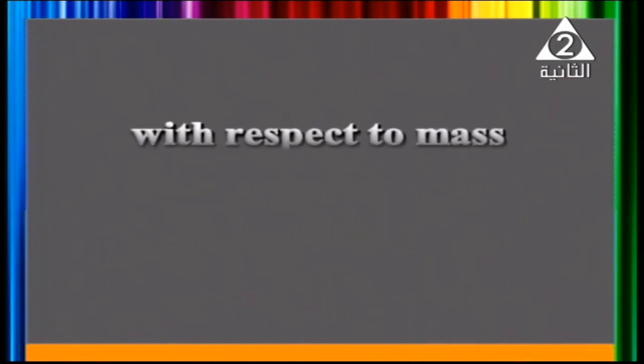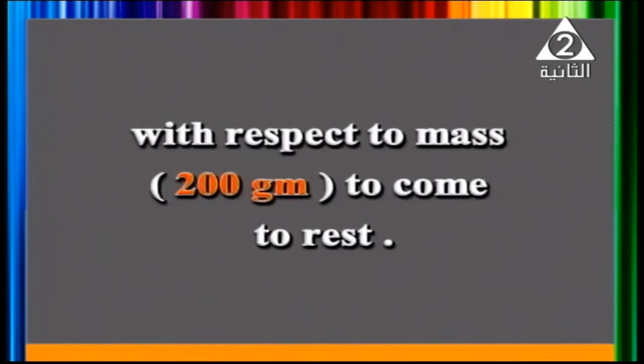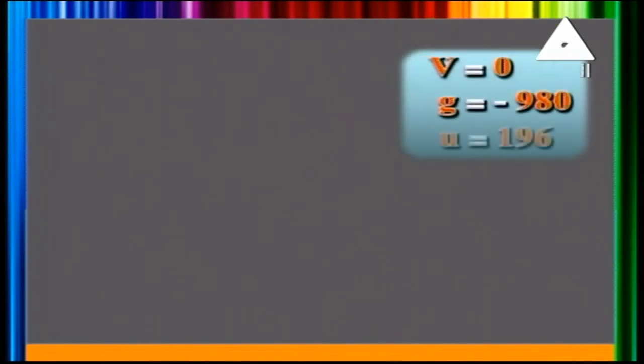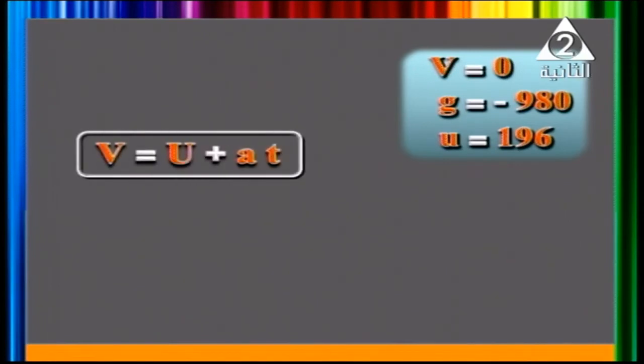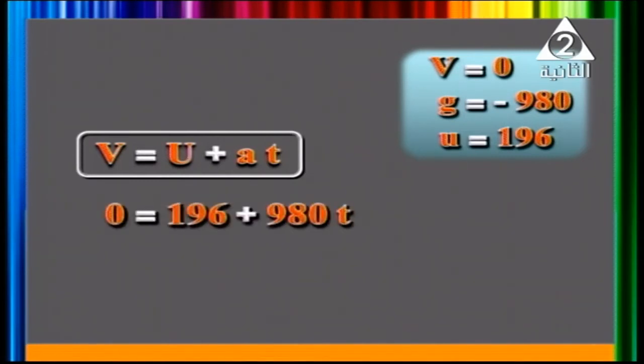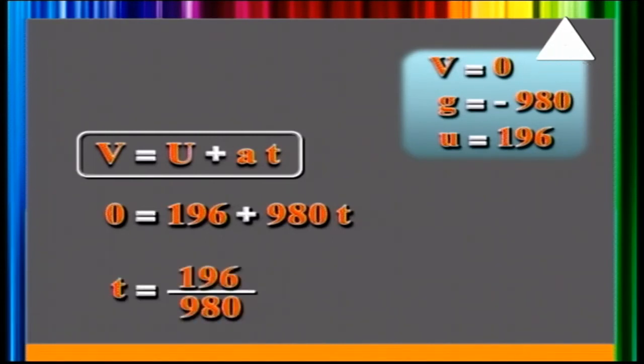With respect to mass 200 gram, to come to rest. My dear student, we study the mass of 200, v equals 0, final velocity, g equals negative 980, but v naught or u equals 196. Use the first equation of motion, v equals v naught or u plus at. Then find the value of t equals 196 over 980 equals 1 over 5 seconds.